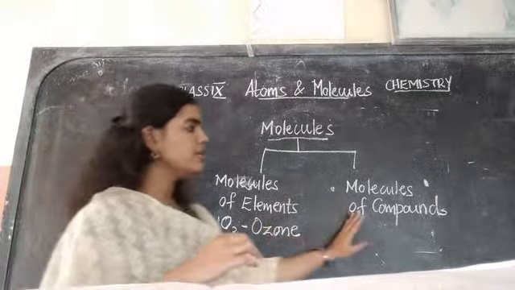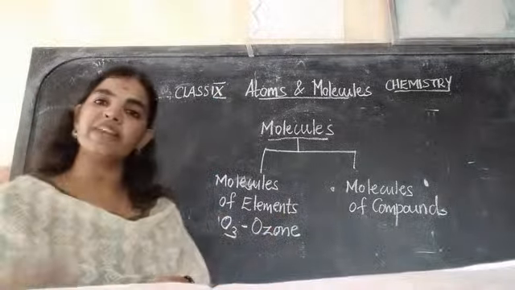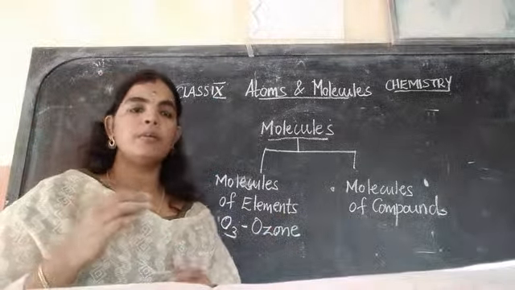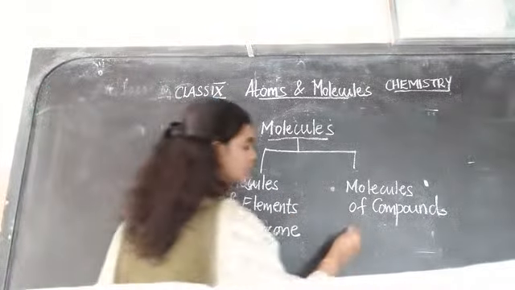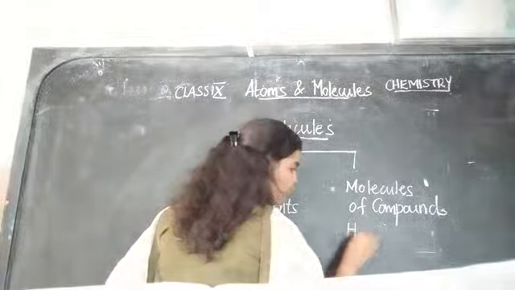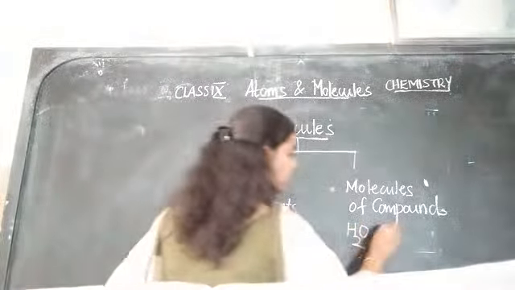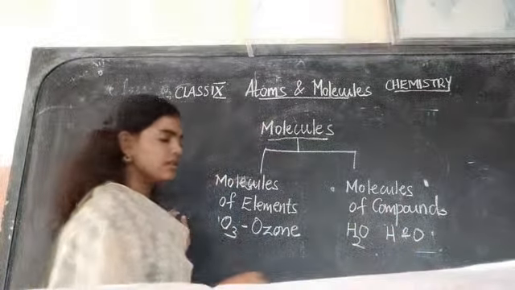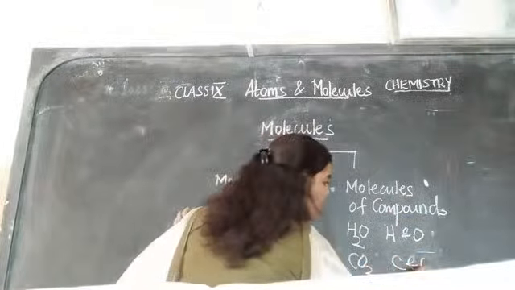So what will be this one? Molecules of compounds. They consist of different atoms. Such molecules are formed by the combination of different atoms. For example, water itself, H2O. H2O means, which are the elements present? Hydrogen and oxygen are present. Carbon dioxide, carbon and oxygen are there.